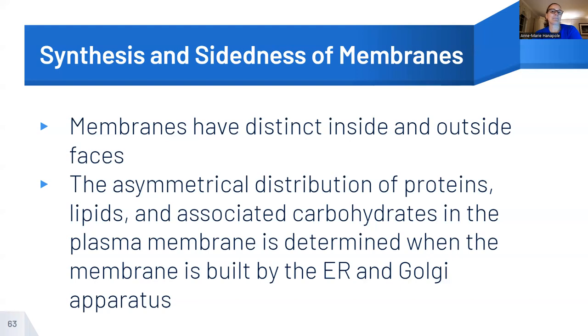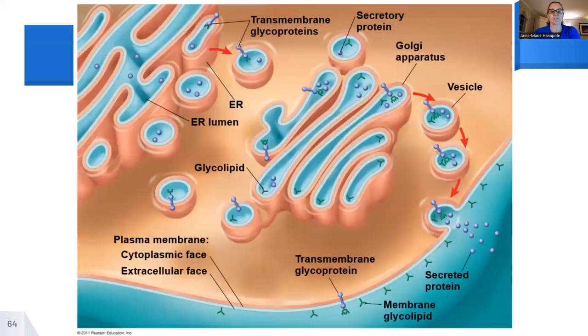So when we look at the membrane and the synthesis of the membrane, there's obviously an inside and an outside of the cell membrane. And that's going to be determined by the endoplasmic reticulum and the Golgi apparatus and how they're making the proteins. They're going to embed them into the membrane of the vesicles that are going to get shipped to the membrane. So if we take a look at protein synthesis for a protein that's going to end up in the membrane, that's going to be produced by the rough endoplasmic reticulum.